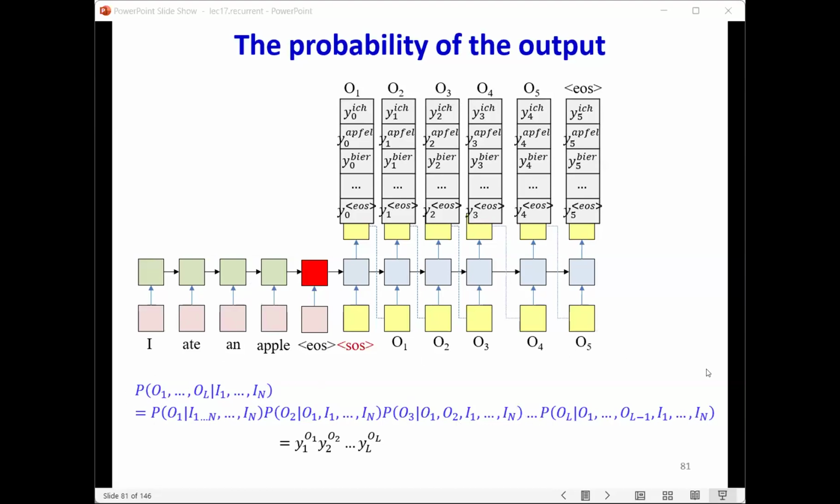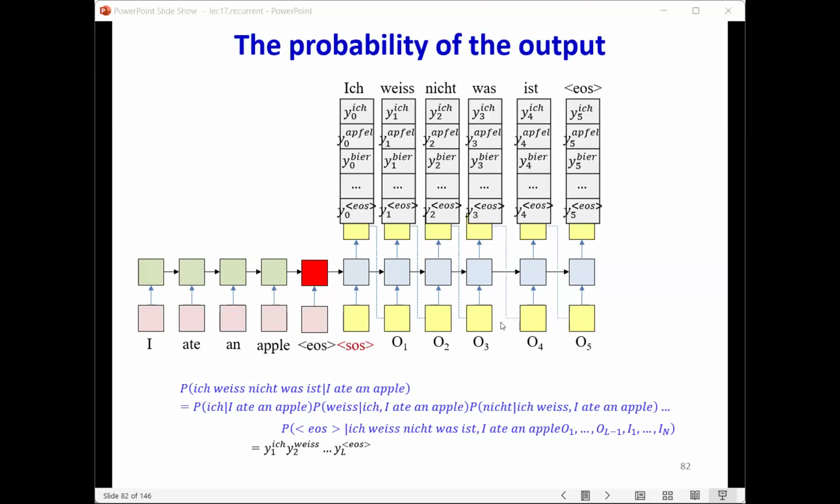Right? So this decomposition makes sense to you guys? Okay. And what is P of O1 given the input sequence? That's basically the probability computed for O1 out here, right? What is P of O2 given O1 and the sequence? That's the probability computed for O2 out here. So the probability for any given output sequence is simply the product of the probabilities computed for those symbols in the sequence by the network.